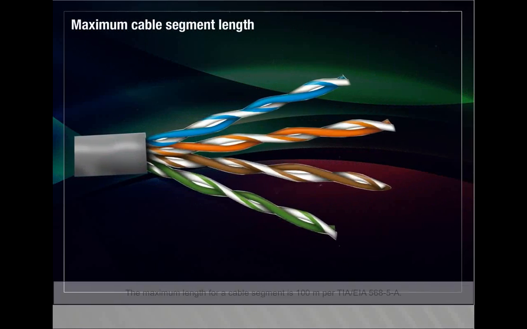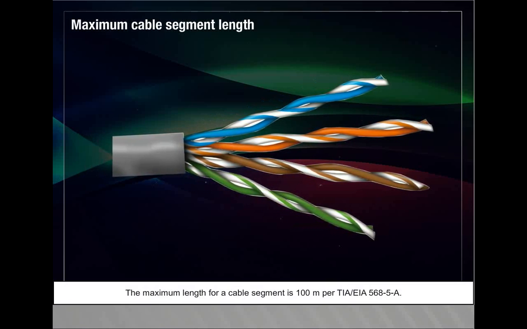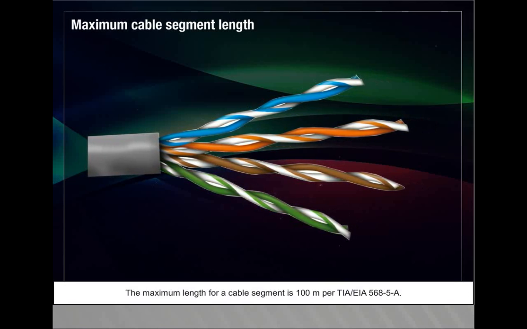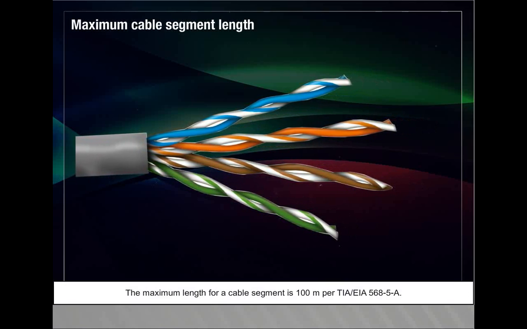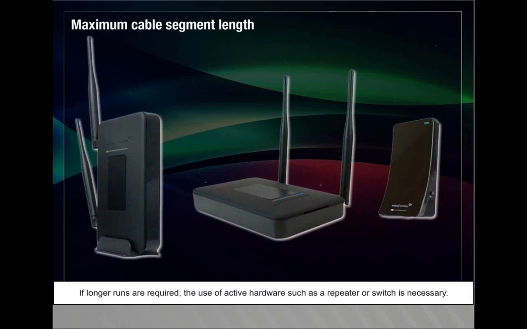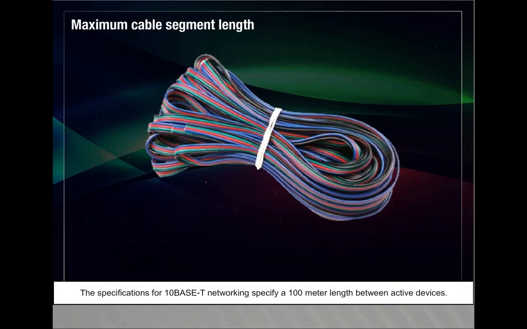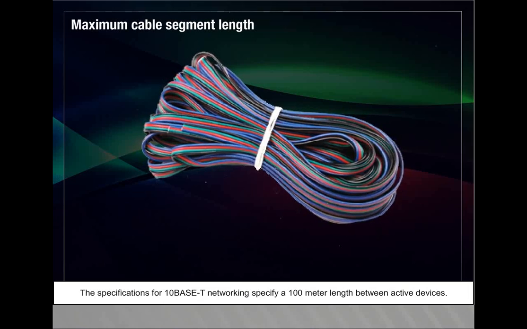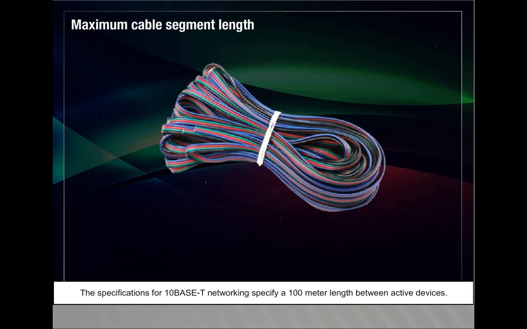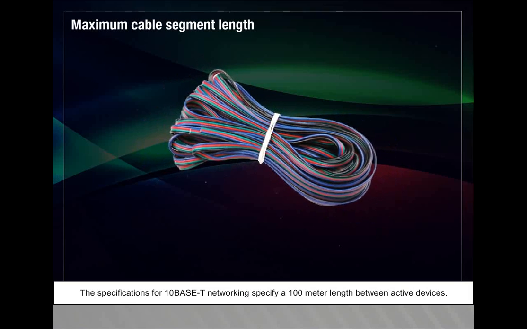Maximum cable segment length. The maximum length for a cable segment is 100 meter per TIA/EIA 568-5-A. If longer runs are required, the use of active hardware such as a repeater or switch is necessary. The specifications for 10 base T networking specify a 100 meter length between active devices.